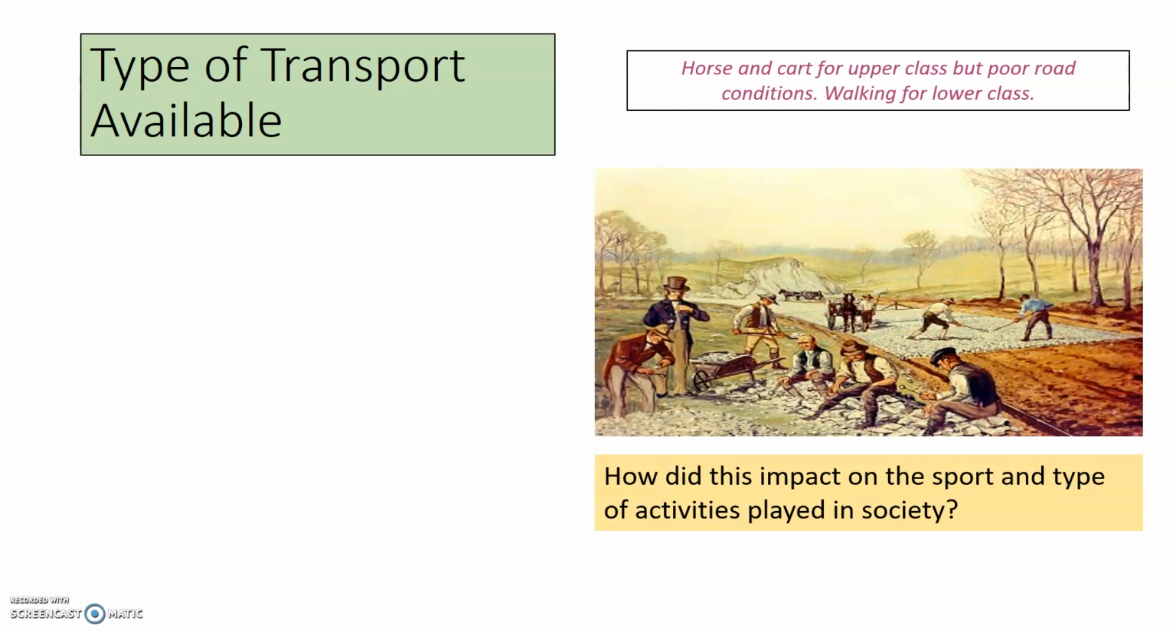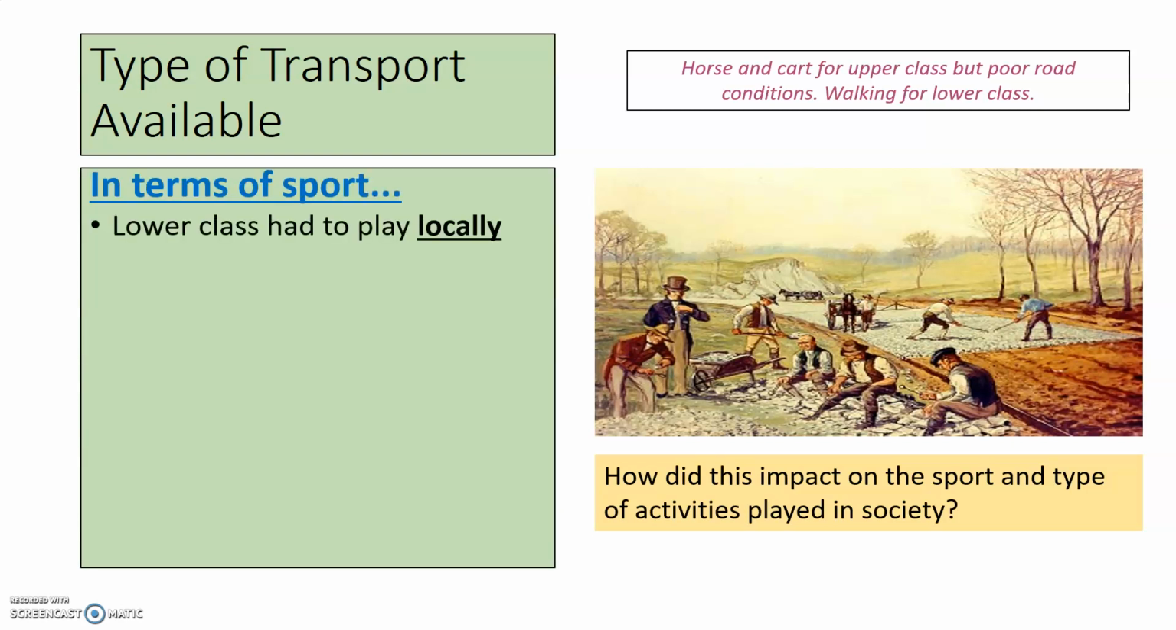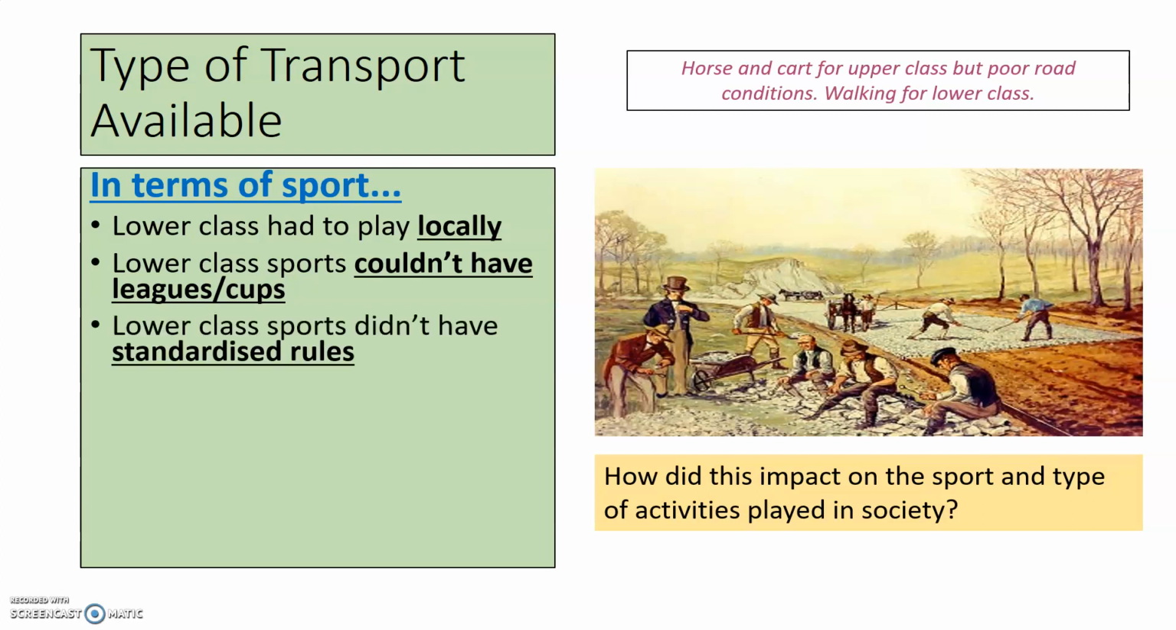Again, pause the video here. How does this have an impact on the types of activities played within society? Okay, so hopefully you've got down the fact that lower classes often had to play locally, so they couldn't formulate any kind of competitions or leagues, because they played just within their local area. They didn't have access to go to other parts of the country. That meant that lower class sports didn't have standardized rules, so as I said before, they would have differed from place to place in regards to how they played.